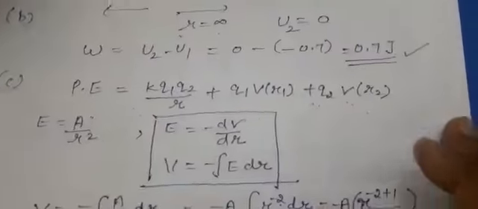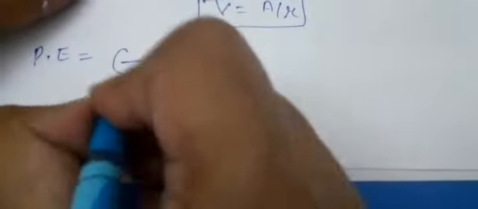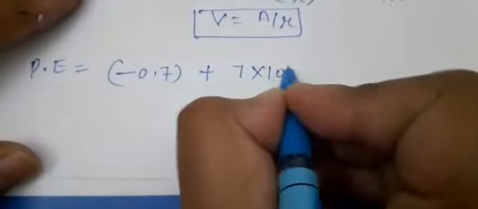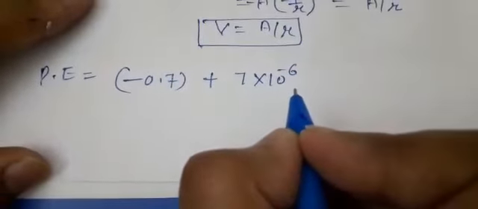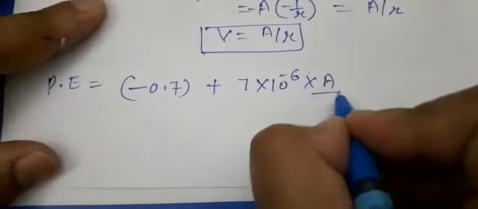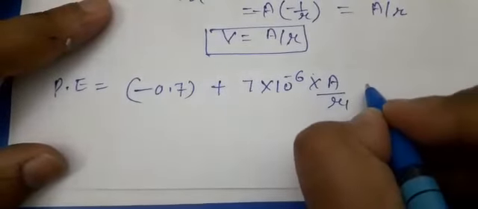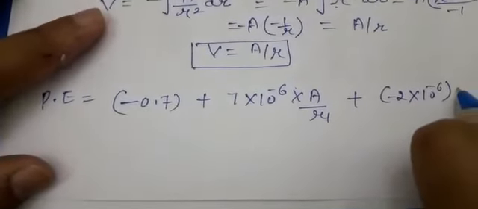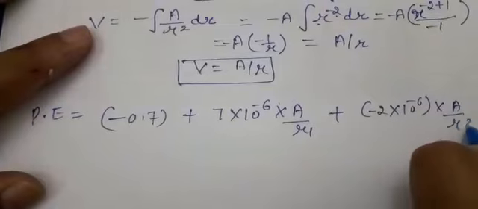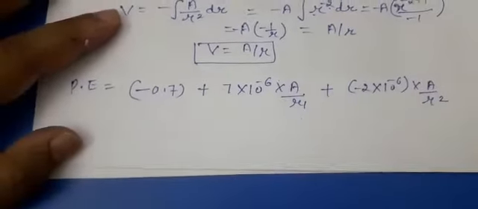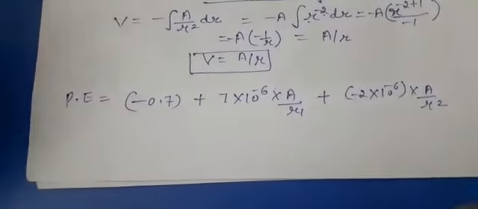So this will be minus 0.7 plus the first charge having magnitude 7 into 10 raised to the power minus 6 and potential, that is A upon R1, plus the second charge minus 2 into 10 raised to the power minus 6 into A upon R2. See, in the statement the value of A is given. Now what will be the value of R1 and R2?